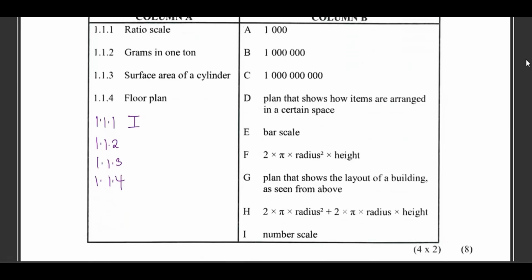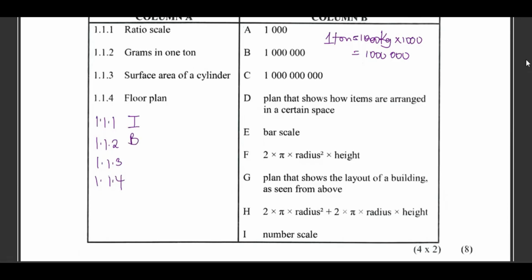1.1.2 grams in 1 ton. Remember, 1 ton has 1,000 kilograms, and 1 kilogram has 1,000 grams. So that means you multiply by 1,000. So this one gives you 1 million. So here 1 million, it's B.